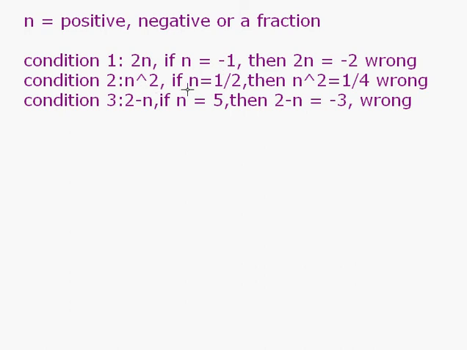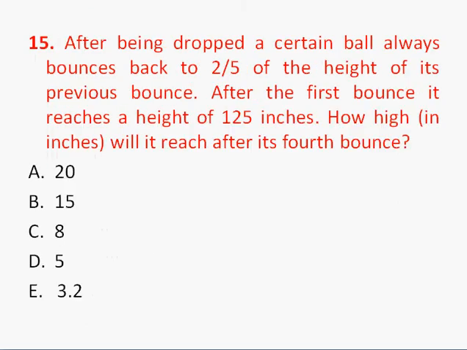Now n square: if n is equal to half, n square would have been 1 upon 4. So n square is less than n, it is not greater than n. So it is wrong. Now for 2 minus n, if n is 5, then 2 minus n would be minus 3. Now look, there is a huge difference. 2 minus n is far less than n, so it is wrong. Alright. Now we'll move to the next question.